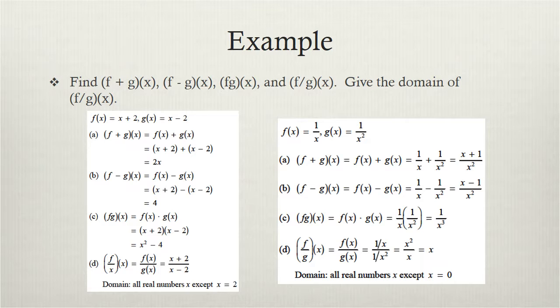And notice on D, the domain is all real numbers except x equals 0, which may sound a little strange. However, in the original functions, x was not allowed to be 0. And even though when we divided them, that fraction canceled out, because the original functions could not have x equal 0, in the end, we still have to respect that, and we still have to carry that through.